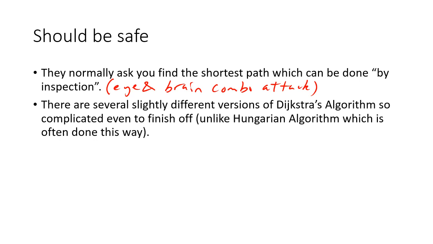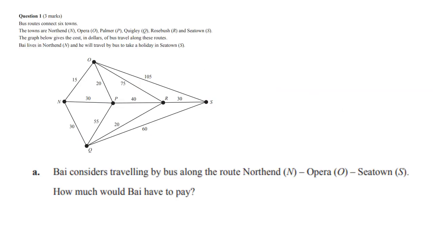And there are all these slightly different versions of Dijkstra's algorithm, so it's complicated even to finish off. You might see in later videos we talk about the Hungarian algorithm, which is often done this way. They give you a few steps and say do the last step, but very unlikely with Dijkstra's algorithm. Okay, so there aren't many questions from past exams that really cover this thing, so they're often hidden in with other questions. I think this is from the 2017 exam. There aren't really many of these.